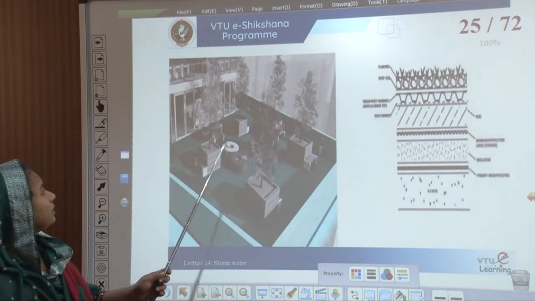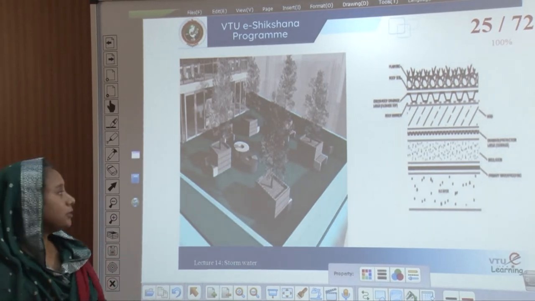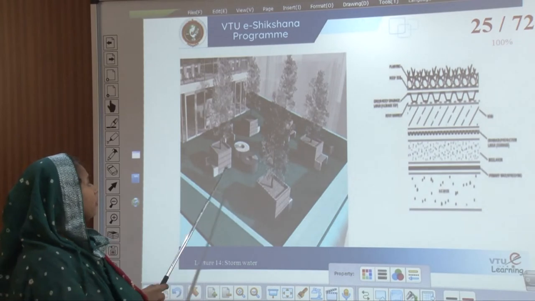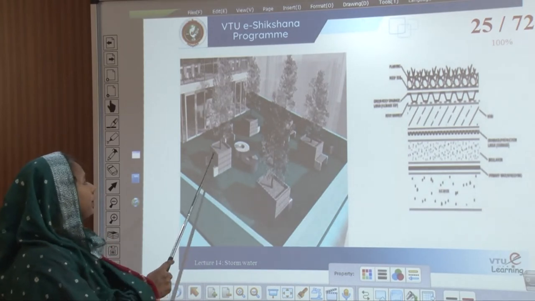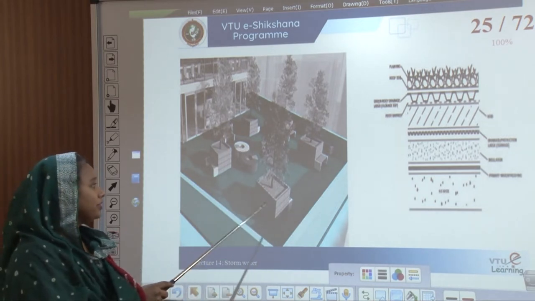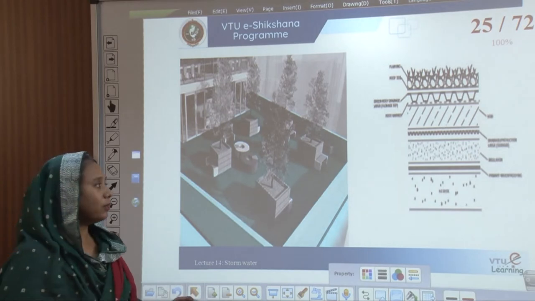So these are various methods in which people have actually thought of storm water runoffs. If this is a lawn of a particular residence, what they have done is they have actually provided a lot of these bunds where all the water starts getting collected, and from there it drains off into the storm water drains.